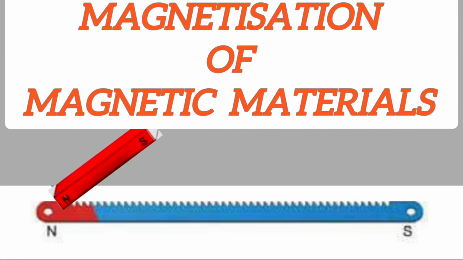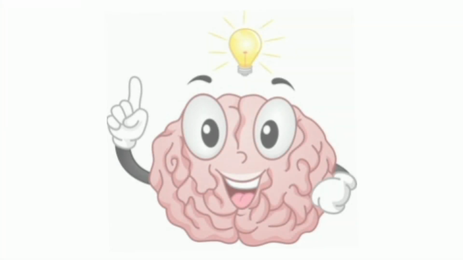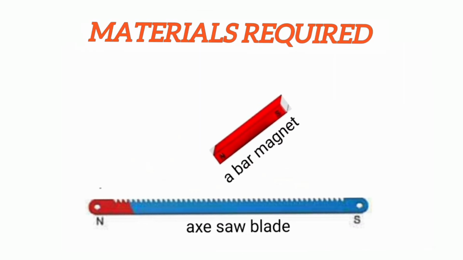How to convert a magnetic material to a magnet, or how can we magnetize a magnetic material? Let's do an experiment to study the magnetization of magnetic materials. Materials required for the experiment are an axe saw blade and a bar magnet.